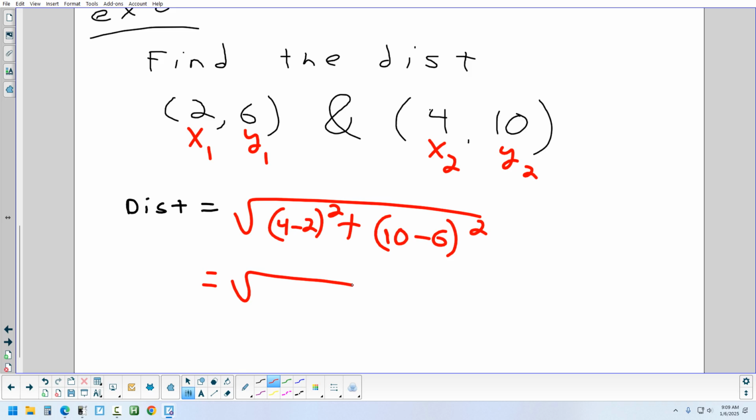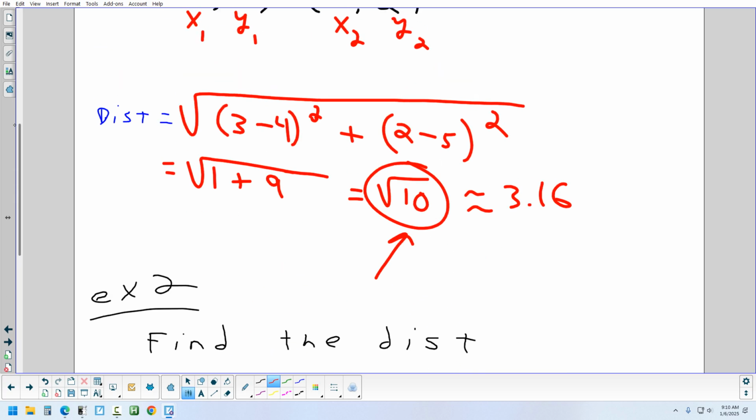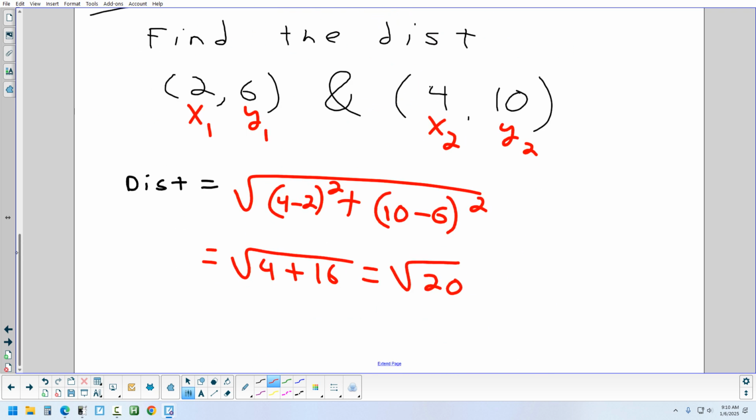Okay, so let's do this out. 4 minus 2 is going to give me 2. And then when we square it, 4. 10 minus 6, 4. And when you square it, 16. So we get the square root of 20. And at that step, we were done in the last problem. This time we are not done.